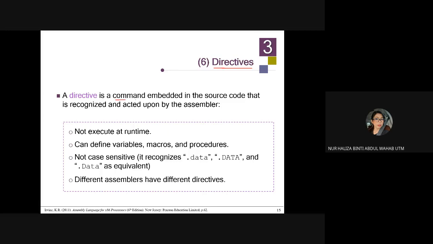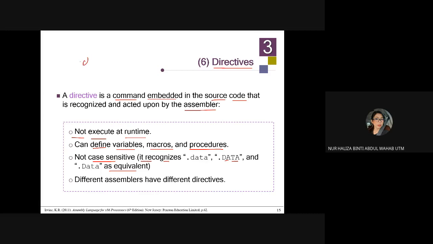A directive is a command embedded in your source code that is recognized and acted upon by the assembler. What does that mean? It is not executed at runtime, and it can define variables, macros, and procedures. Directives are not case sensitive either, so .data and .DATA are equivalent. It's the same. Whether your directive is in capital letters or small letters, it is basically the same.